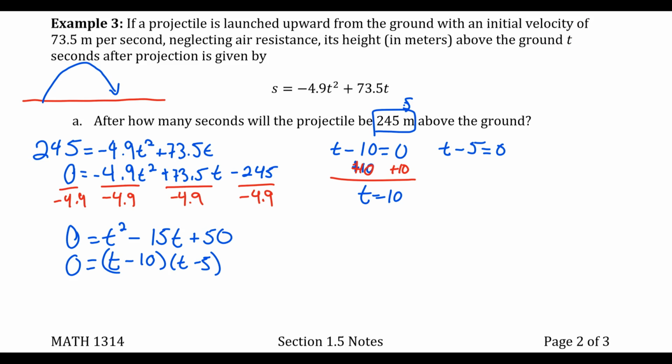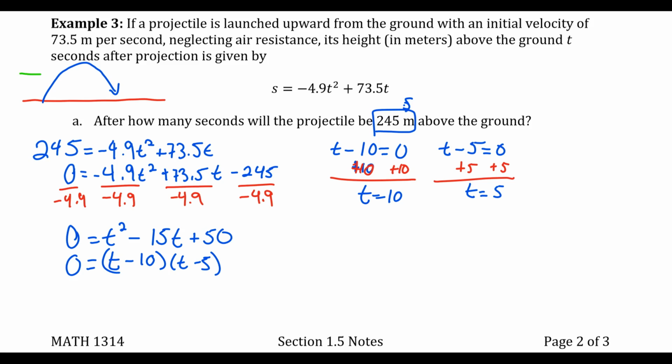Let's go ahead and solve the other one. I'm going to add 5 to both sides. And so t is going to equal a positive 5. Well, that fits in my limitations, okay. So why are there two separate values of time that this is possible? Look at the path of this projectile. It goes up and then comes back down.